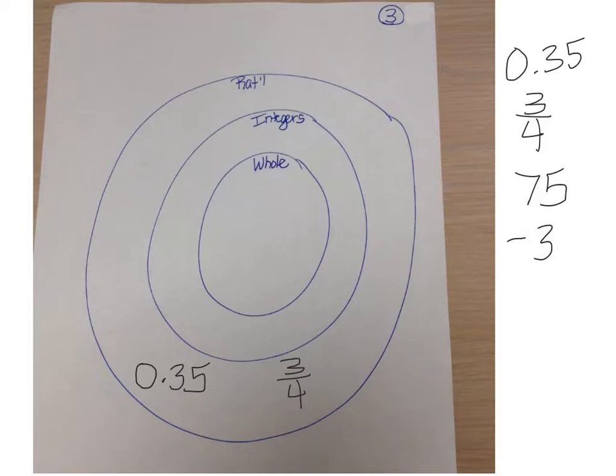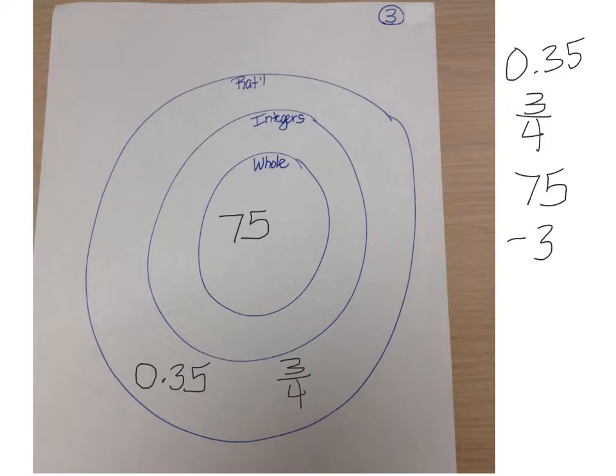Okay, then we have 75. Now 75 is a positive number, so it could go in integers and it could go in whole numbers. But because it's a whole number, it has to sit in here. But it's also included inside the integers, and it's included in a rational number. So positive 75 is a whole number, an integer, and a rational number. Do you see how it's included in all those circles? Because they're all around it.